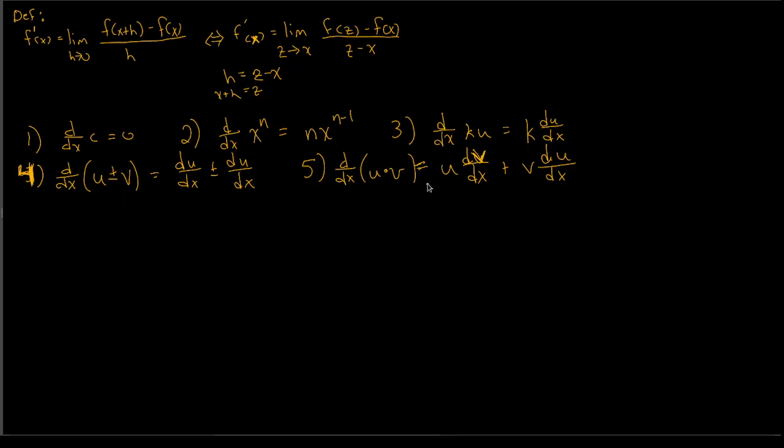We can always get a quotient rule out of the product rule if we treat this as the first times the second to the negative first, the denominator to the negative first power. But what we still end up getting is the denominator times the derivative of the numerator minus the numerator times the derivative of the denominator, all over the denominator squared.